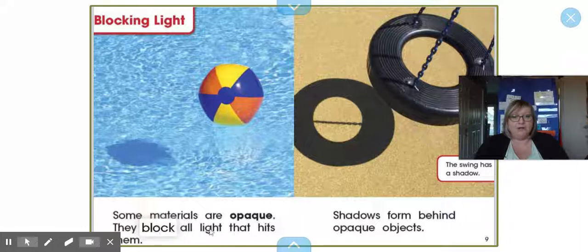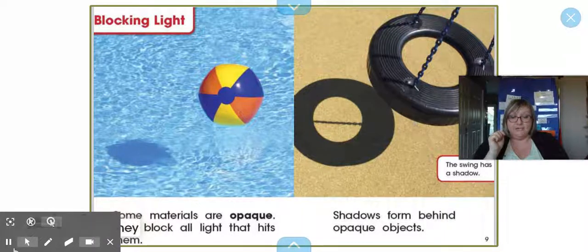They block all light that hits them. Oh, I'm going to go reread that because that is really important for me to think about and know as a fact. Some materials are opaque. They block all light that hits them. I want you to stop the video and list what are some things that you are seeing around your house that are opaque. When the light comes in, it's not going to be able to go through there. It's going to stop it. Go ahead and start the video when you're ready.